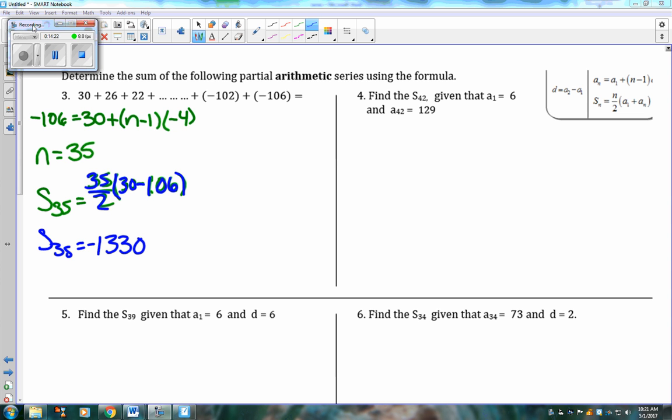Y'all try number 4. Try 4, 5, and 6. Instead of doing the fraction key, just do parentheses, your first number, divide by your second number, close your parentheses. Try 4, 5, and 6.